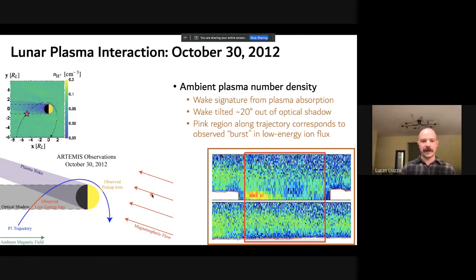So this here is, again, just a schematic of what I had explained. Due to the tilt of the magnetospheric plasma flow with respect to the optical shadow, this caused a perfect region where Artemis had been exposed to the shadow, but not yet seen any signatures associated with the interaction. That allowed us to see this plasma population that otherwise would be completely hidden to Artemis.